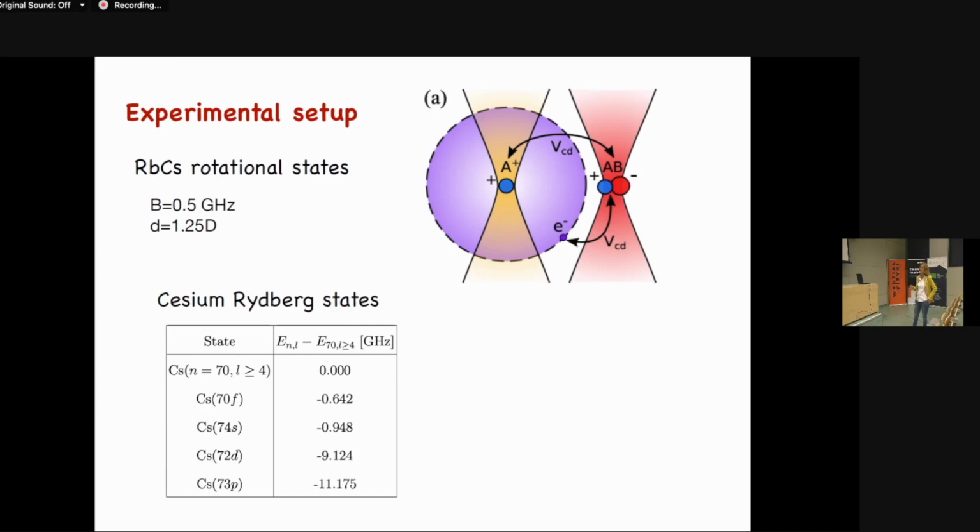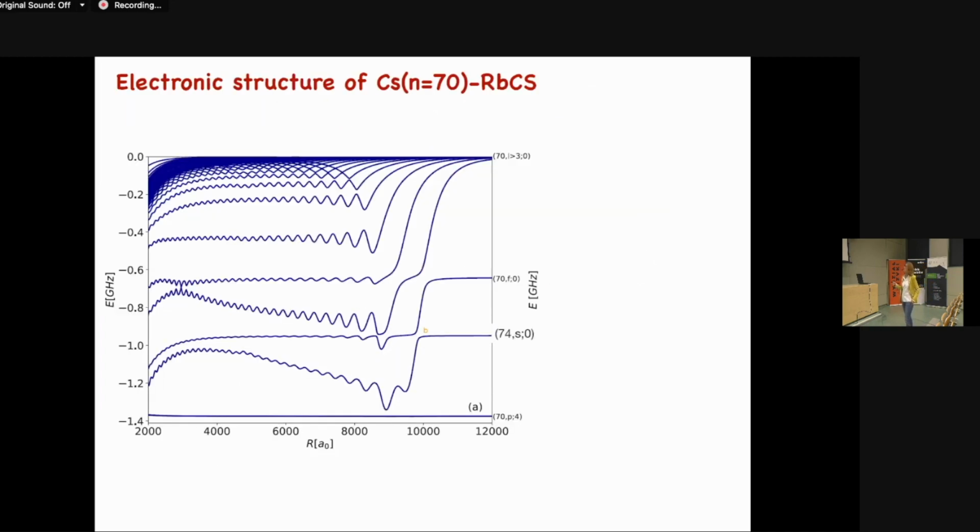The cesium should be close to n equal to 70, and that's what I'm showing you. I am showing you the electronic structure of cesium in n equal to 70 with rubidium cesium. And there you have the 74S.